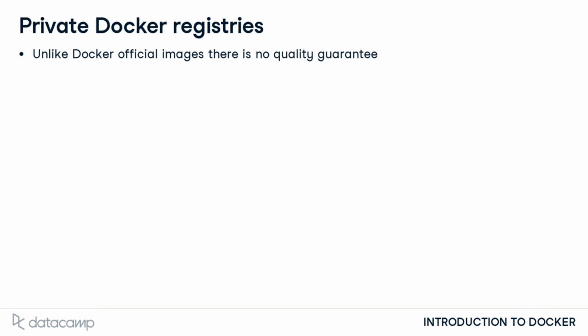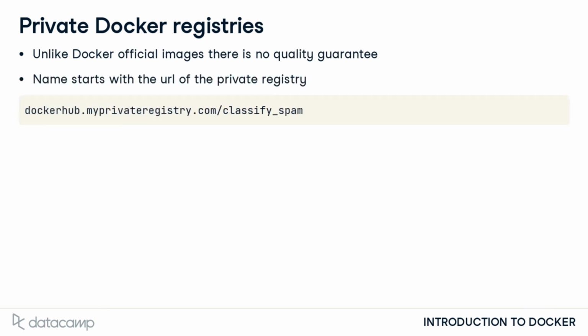The Docker organization maintains the official Docker Images registry. Other Docker registries work the same way, but are under the control of another person or group. This means there are no guarantees that the images will work or are safe to use. Images from any registry other than the one from the official Docker organization are easily recognizable because their name starts with the URL of the private Docker registry they come from.